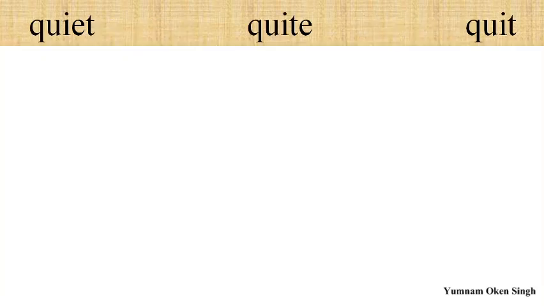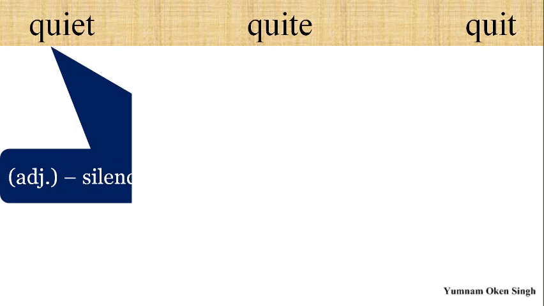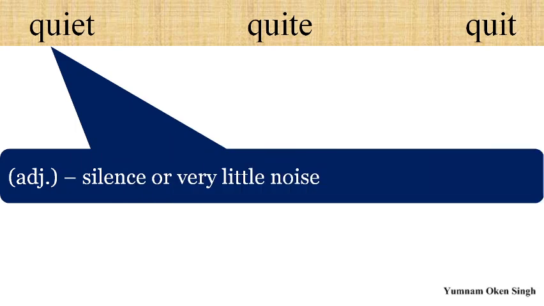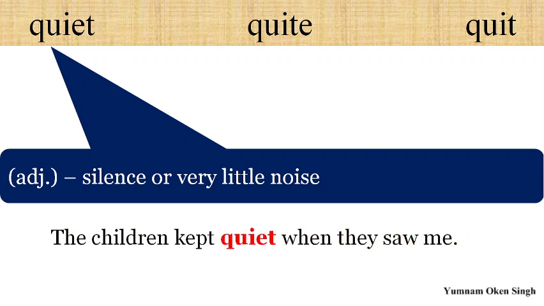And now let's have a look at these 3 words. The first one, quiet. It means silence or very little noise. See here, the children kept quiet when they saw me, means they became silent. And the second, this is silence.